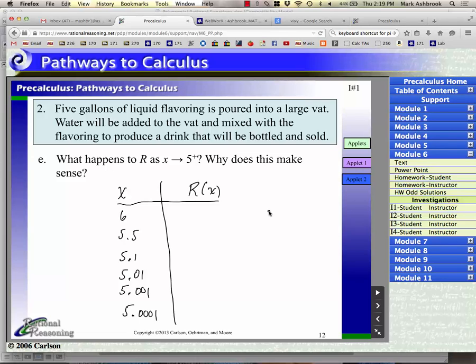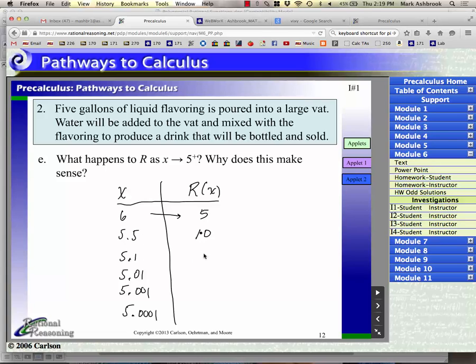Okay, what's the ratio when x equals 6? Go ahead. Nice and loud. The ratio is 5? Okay, what about 5.5? Anybody get it? Just shout it out. 10. So there's 10 times as much flavoring as water when the total amount is 5.5.